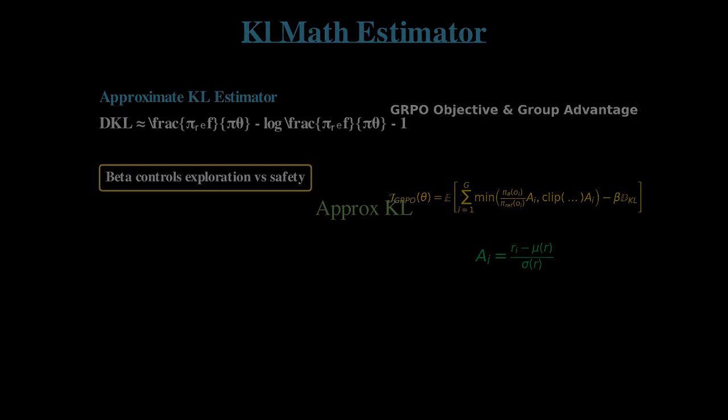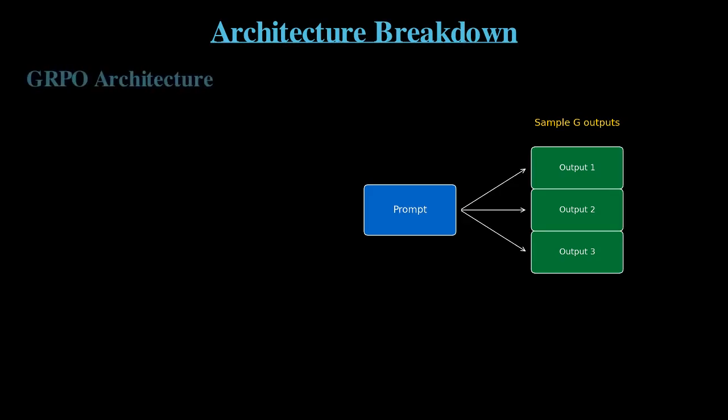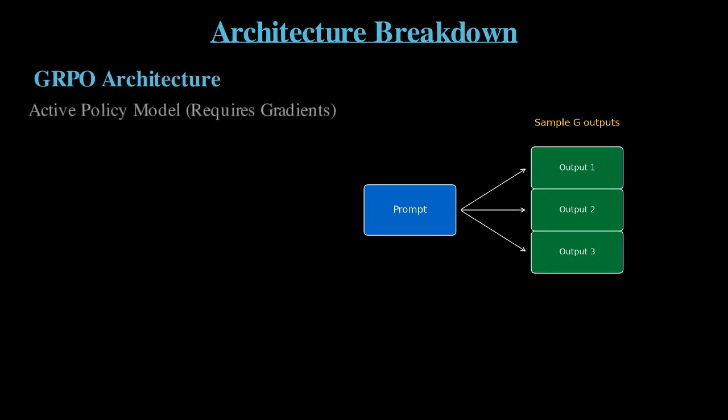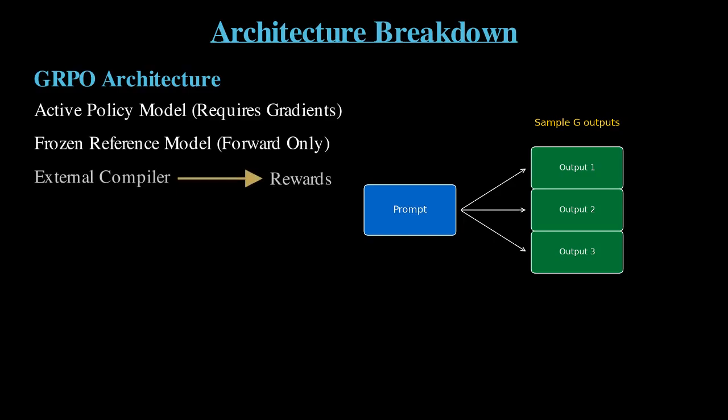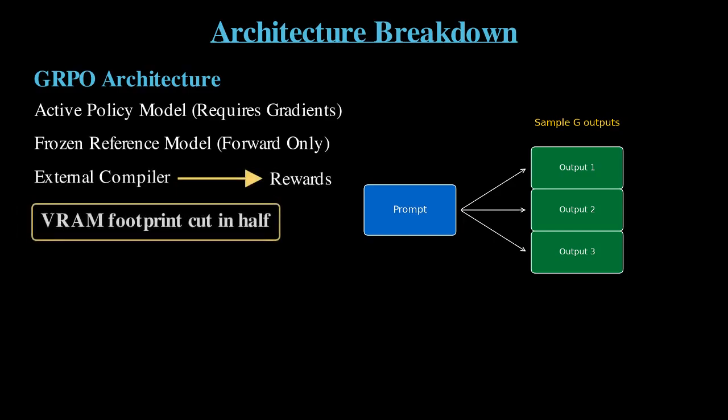So, what does the architectural footprint look like now? In standard PPO, you manage 4 models: actor, critic, reference, and reward. With GRPO, if you use an external rule-based reward system, like a code compiler or a math verifier, you only need 2 models residing in VRAM, the active policy model and the frozen reference model. The policy model acts as the old policy during generation and receives gradients during optimization. This elegant reduction cuts our memory requirements essentially in half.